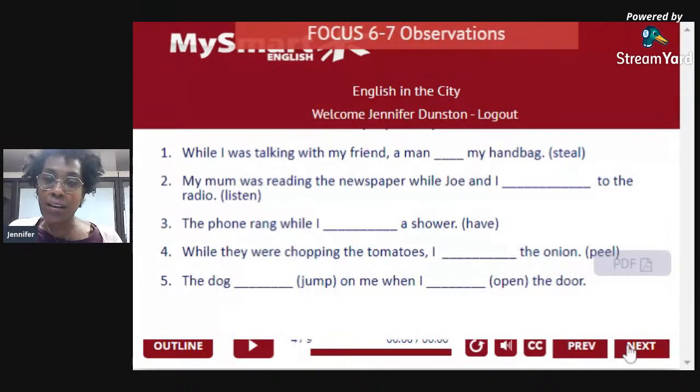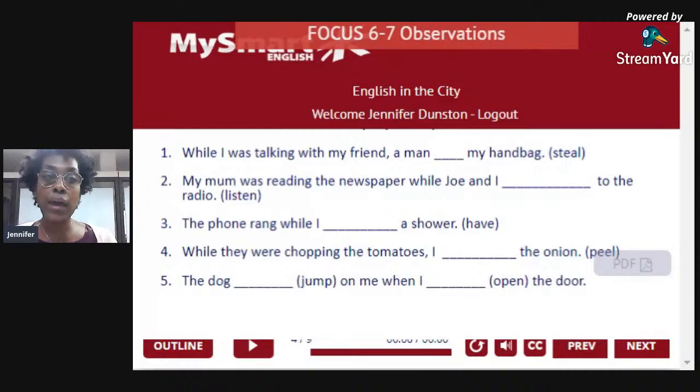Excellent job, you guys. So I see that all of you are extremely observant. And even though you only had a short amount of time, you were able to get a lot of details from that picture. Now, we're going to put that activity off to the side for a minute, and we want to consider using while and when.